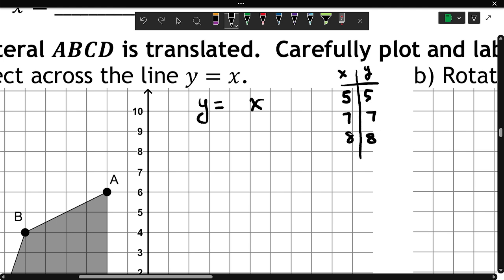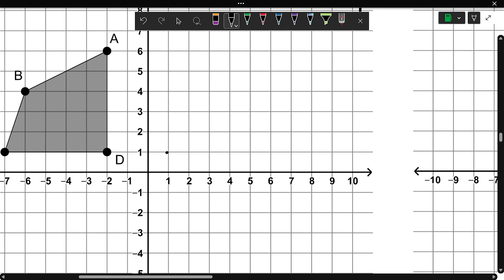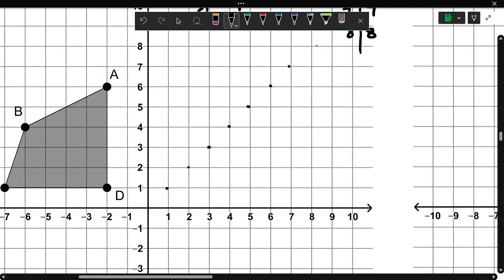Another way you can look at that is, this is y equals mx plus b. The slope of this is 1, so I could say up 1 over 1, and my y-intercept is 0. So we're reflecting across a line. This line is not the x-axis. It's not the y-axis. It's the line where y is equal to x. And that line goes through these spots. So I need to reflect across those lines.